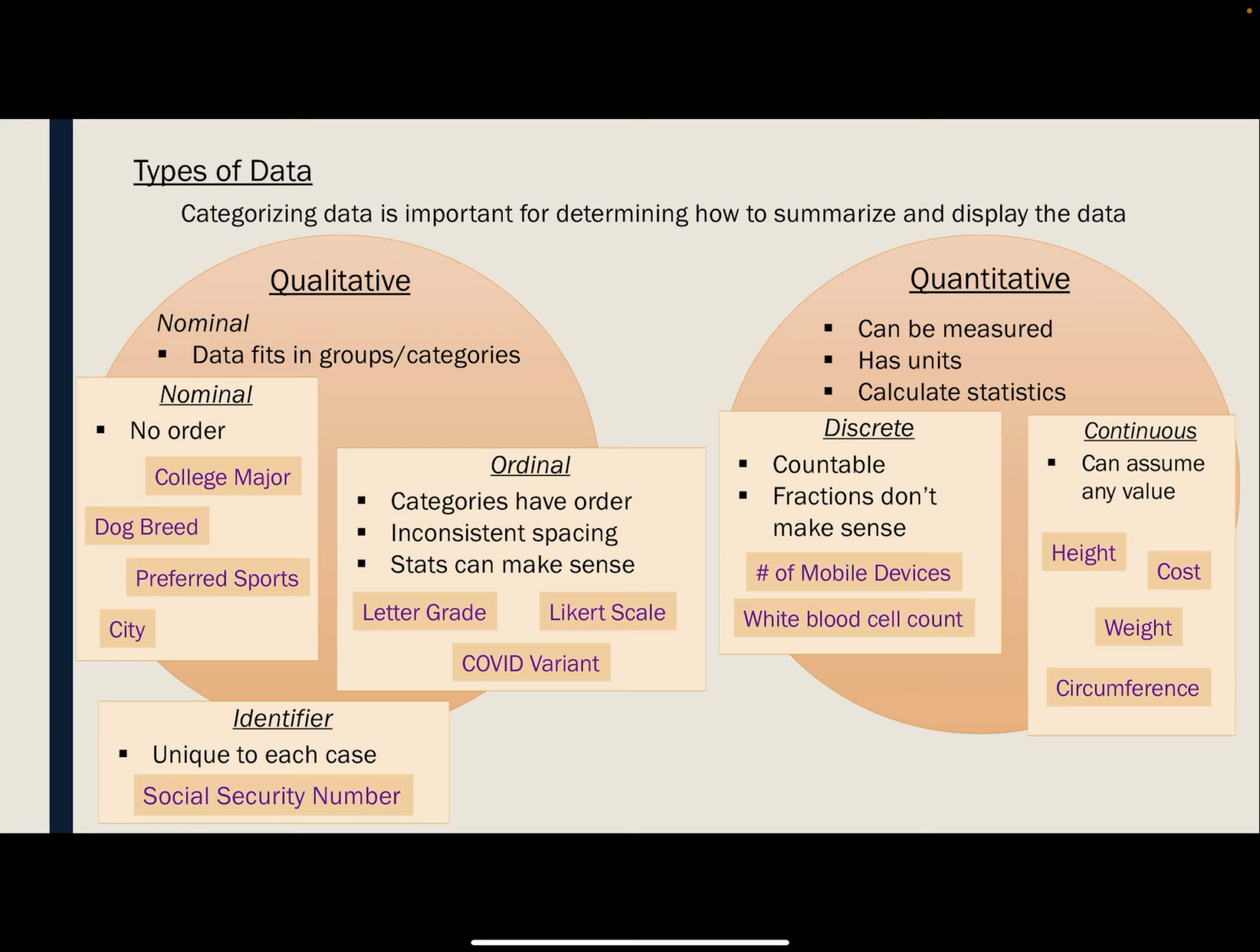Then we also have ordinal qualitative variables. This would mean that there's still a grouping, but there's an order to that grouping. So think about letter grade. So we have A, B, C, D, F. Those are groups, but there is definitely an order to those groups, right? A is better than B is better than C.